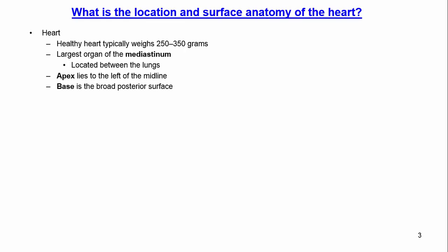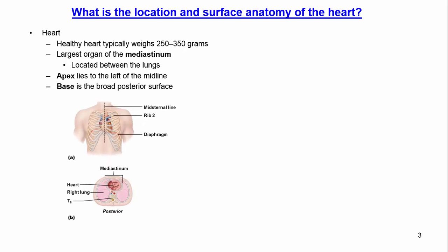Okay, let's continue this discussion about the surface anatomy and the location of the heart. Well, a typical healthy human heart weighs a little less than a pound, about 250 grams, and it's the largest organ of a structure called the mediastinum. And the mediastinum, if you look at it down below, is a structure that encloses basically a bunch of organs and structures that are between the lungs. So to give you an idea, within the mediastinum we have the heart, the esophagus, the trachea, we have the thymus, we have some lymph nodes, and then many, many other structures as well.